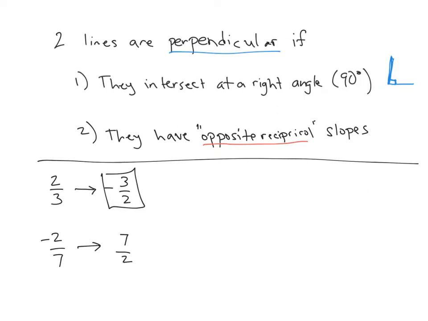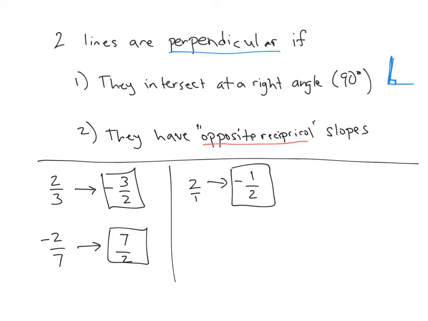Now it gets a little trickier if you don't have a fraction to begin with. So if we have something like 2, when we go about flipping that fraction, we kind of always have that invisible 1. So we'd flip it to a 1/2, and a positive would go to negative. So opposite reciprocal slope would be -1/2. And if we have something like 1/3, that would positive to negative, and then it'd flip to 3/1, or just 3 as the opposite reciprocal slope.